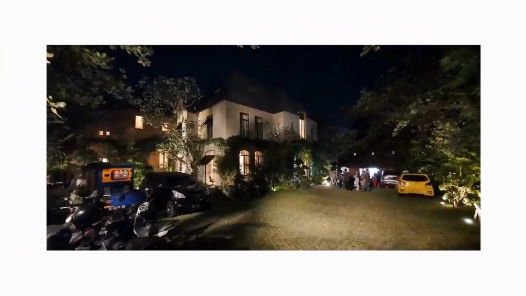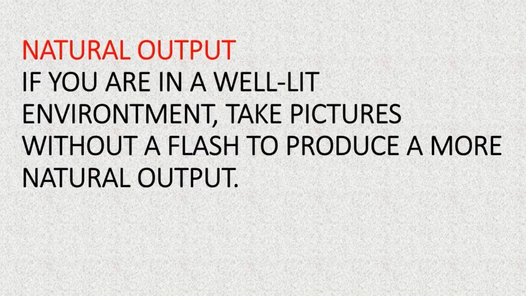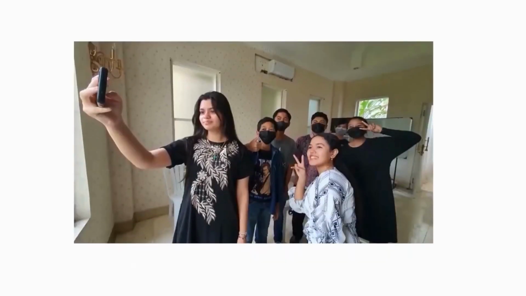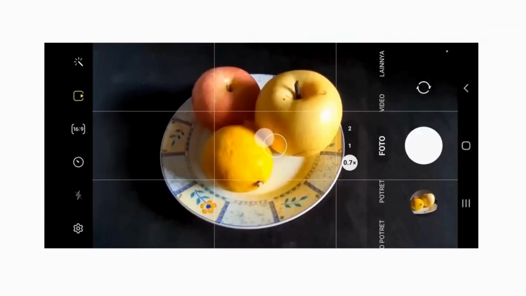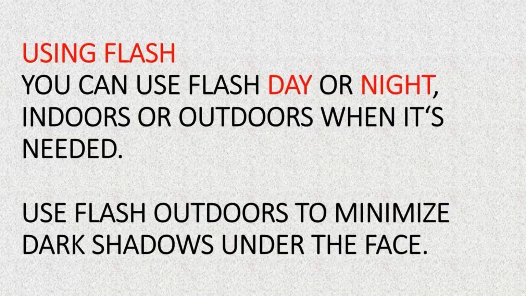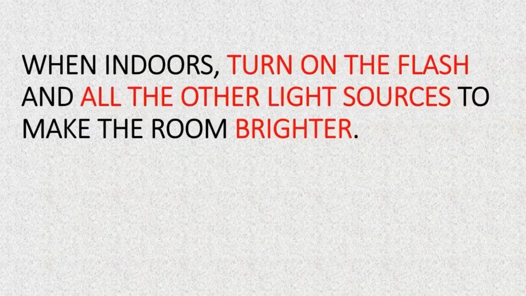To compensate for underexposure, use the on-camera flash. If you are in a well-lit environment, take pictures without a flash to produce a more natural output. That can be a recommendation. You can use flash day or night, indoor or outdoors when it's needed. Use flash outdoors to minimize dark shadows under the face.